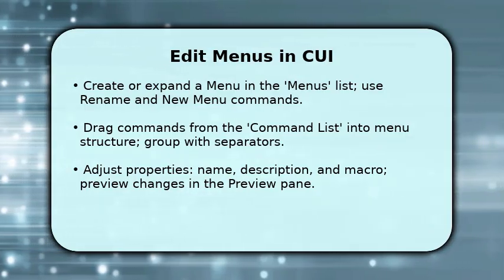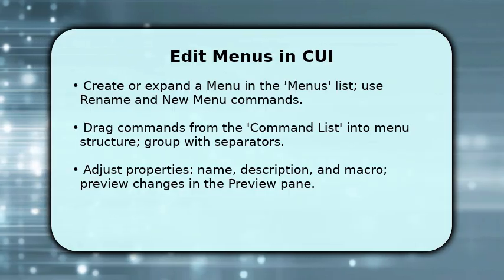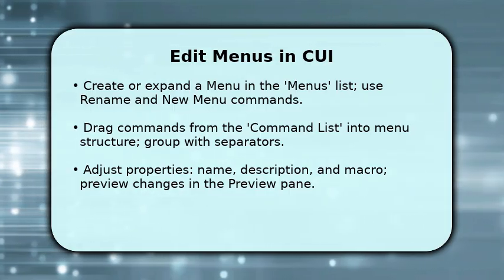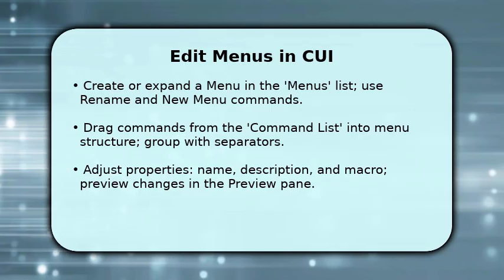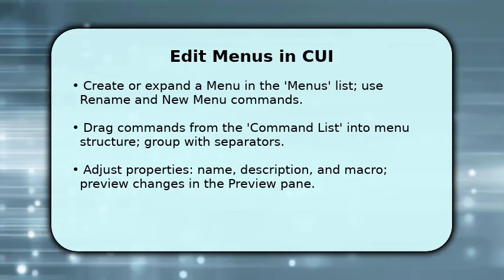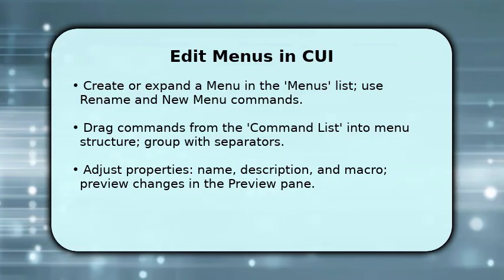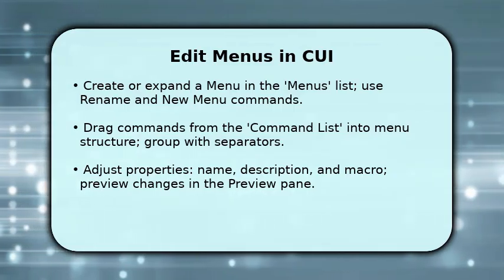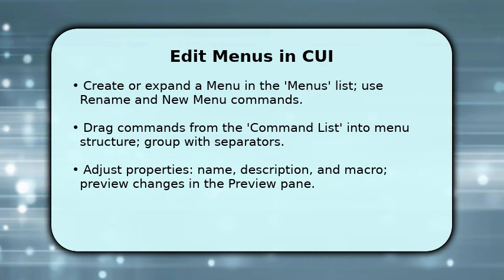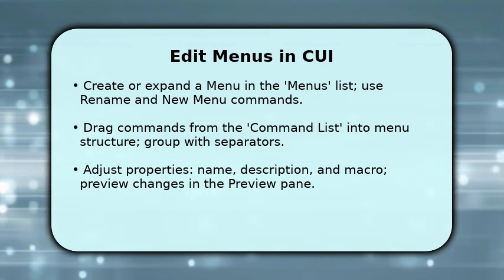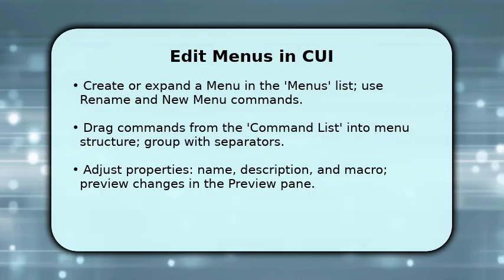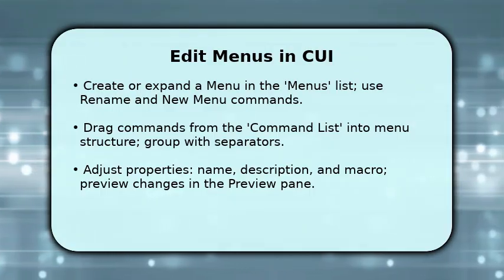You drag commands from the command list into your menu layout, arranging them into logical groups and inserting separators for clarity. Make sure to set each button's macro or command string so it performs the correct action. Edit the name and description fields to keep it organized. Also use the preview pane to confirm layout and icons, because visual checks prevent usability mistakes when you apply changes.